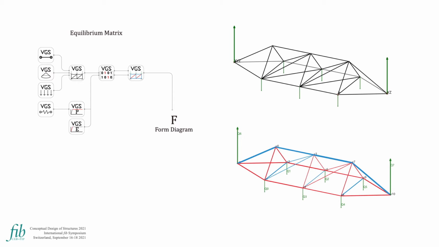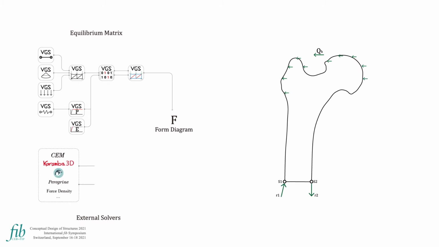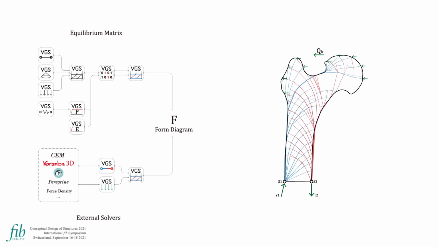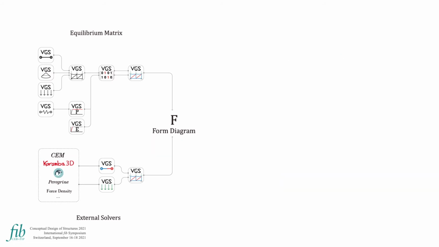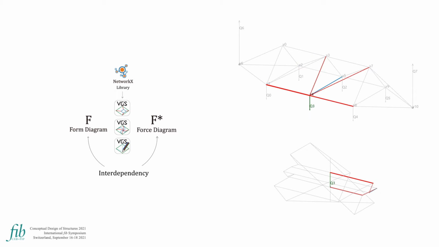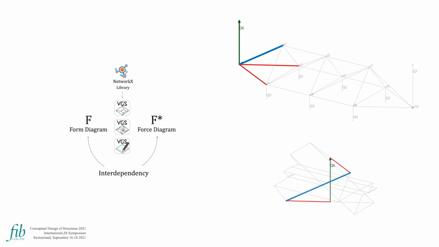Meanwhile, VGS also provides an interface connection with other equilibrium solvers, which means users can also input equilibrium structural configuration from CRAMS3D, CEM, Peregrine, and other related solvers. Once the form diagram is obtained, it's time to generate the corresponding force diagram with different approaches. These approaches are all based on the planarization method and the sequential assembling algorithm we developed with features from the NetworkX library. So the interdependency between form and force diagram is established in this step, and we can verify this by seeing each node in the form diagram corresponds to a closed vector polygon in the force diagram.